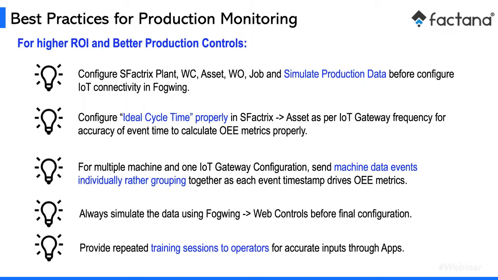So second thing, as I said, ideal cycle time, lead time, very, very important data that you should enter when you're setting up your factory setup. Third one is machine data. Sometimes historic data is coming from the SCADA system, and that's sent as bulk data. Since the whole SFactrix system is created in a time-based model, it is all based on the time and events.